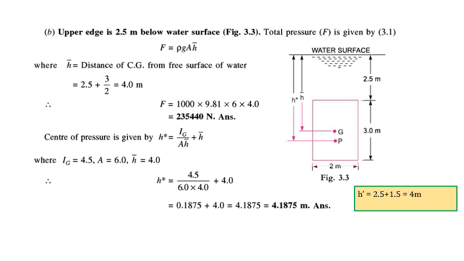So simply the force will be 1000 into 9.81 into 6 into 4 in newtons, and HP can be computed using the same formula. The only change will be the H dash, which is now 4 meter. So now it comes out to be 4.1875 meters.